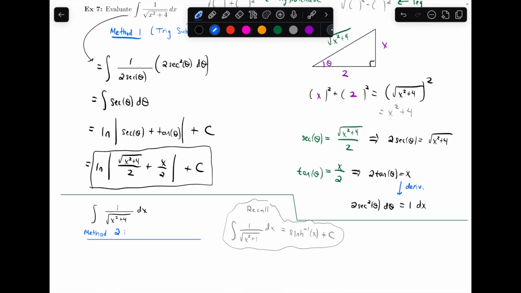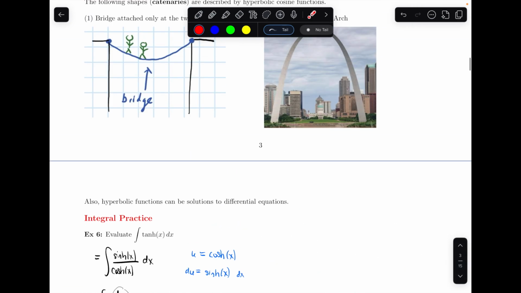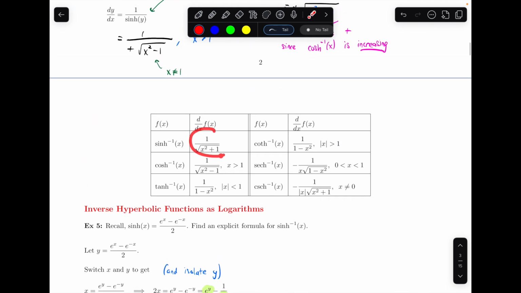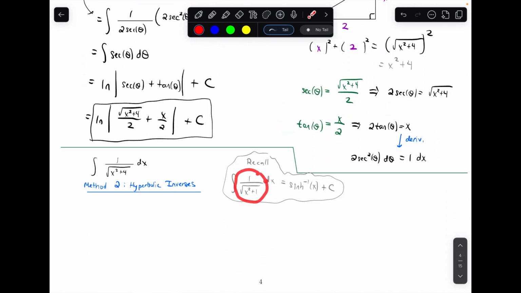It turns out we can do this using our hyperbolic inverse function. There's a key thing we have to remember, which is we've seen something very similar to this function before. If I flip back a couple pages, I've seen this thing with a plus 1 in the bottom. That's actually the derivative of hyperbolic sine's inverse. So another way to write that is, if I were to do the integral of 1 over square root of x squared plus 1, then I get hyperbolic sine inverse plus c.